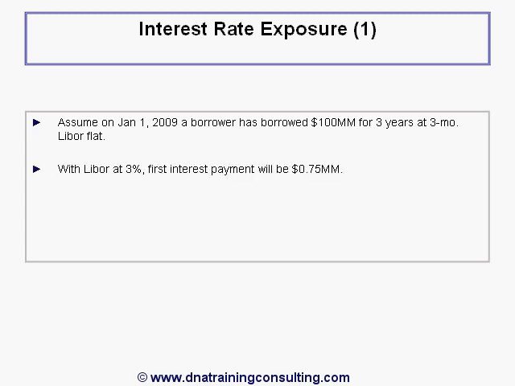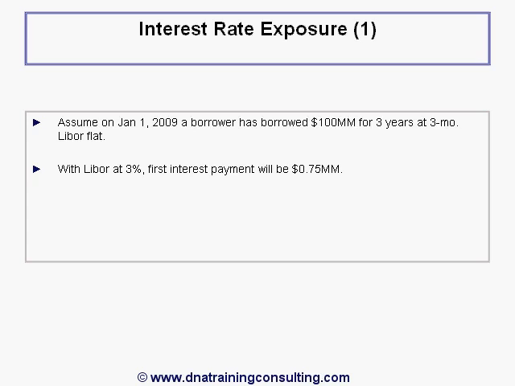Using the same data as we did above, the spot 3-month LIBOR of 3% means that the company will pay in interest $0.75 million, calculated simply by multiplying the 100 million principal by the interest rate of 3% and then dividing by 4, because the day count for this period is exactly 90 days.